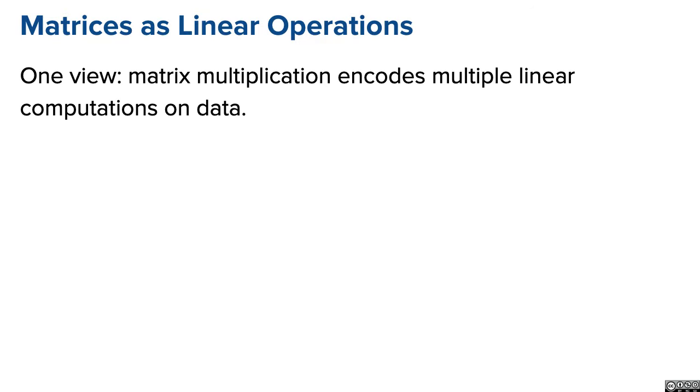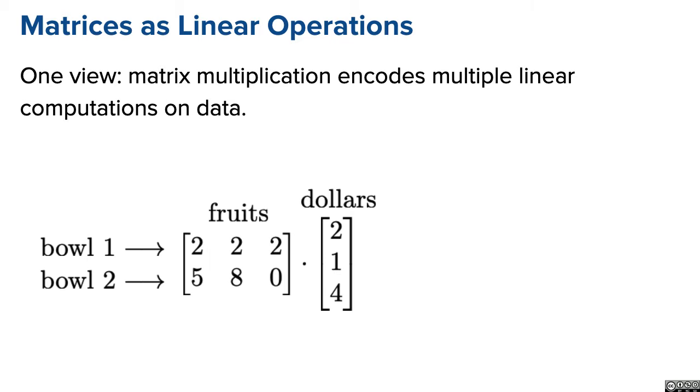And the reason why this happens is because one way to look at matrix multiplication is to think of one matrix as your data and the other matrix as some operation or some computation, and the matrix multiplication performs some computation on data. Okay, so for example, I have here the dollars and the fruits from the previous data set.